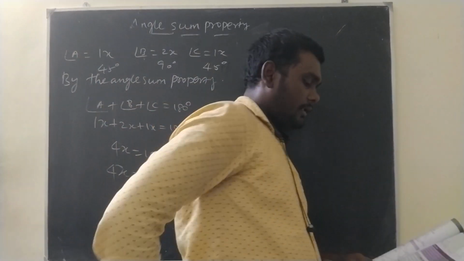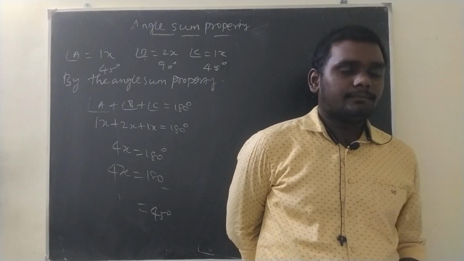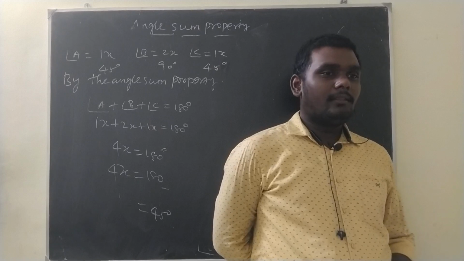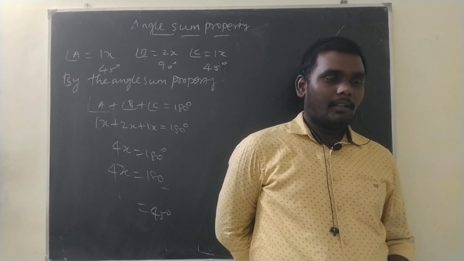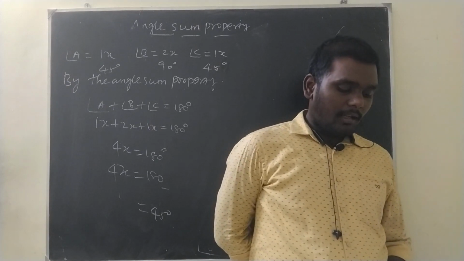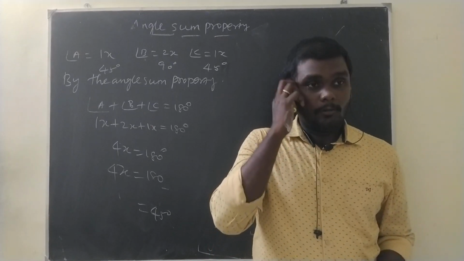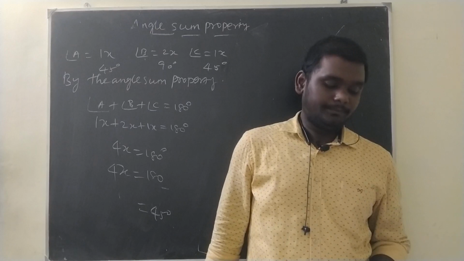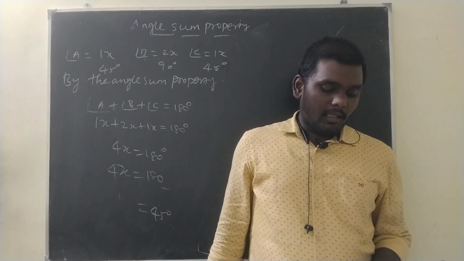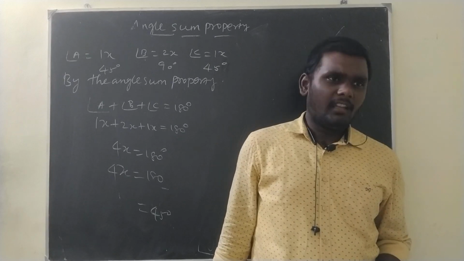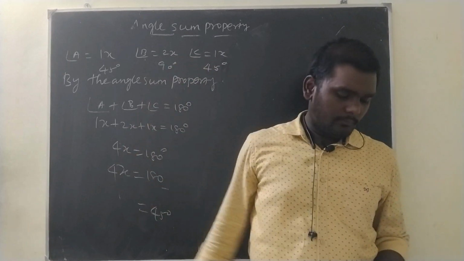Can you have a triangle with 2 right angles? No. The maximum sum is 180. So 180 should be split among 3 angles. Can you have a triangle with 2 obtuse angles? No. Only 1 obtuse angle is allowed. Can you have a triangle with 2 acute angles? Yes. See, right now we had.